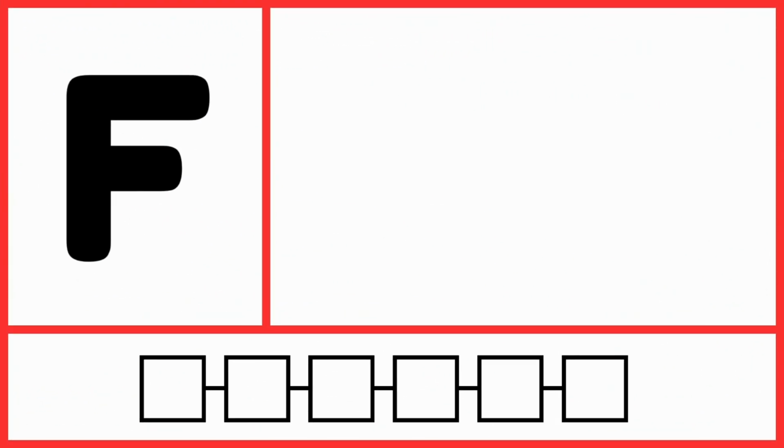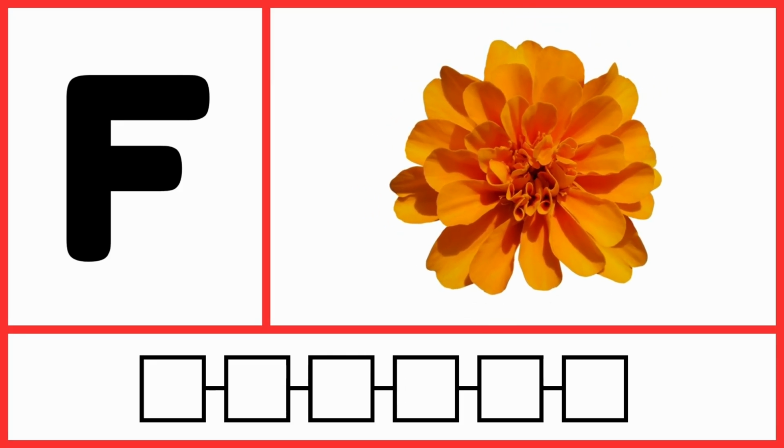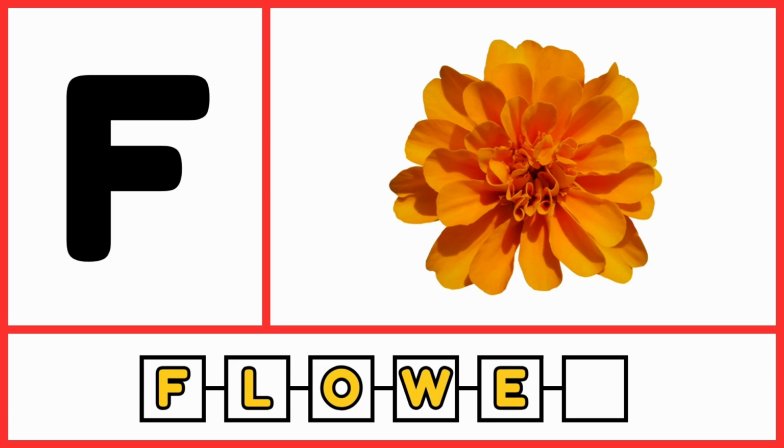F. F is for flower. Let's spell it. F, L, O, W, E, R. F is for flower.